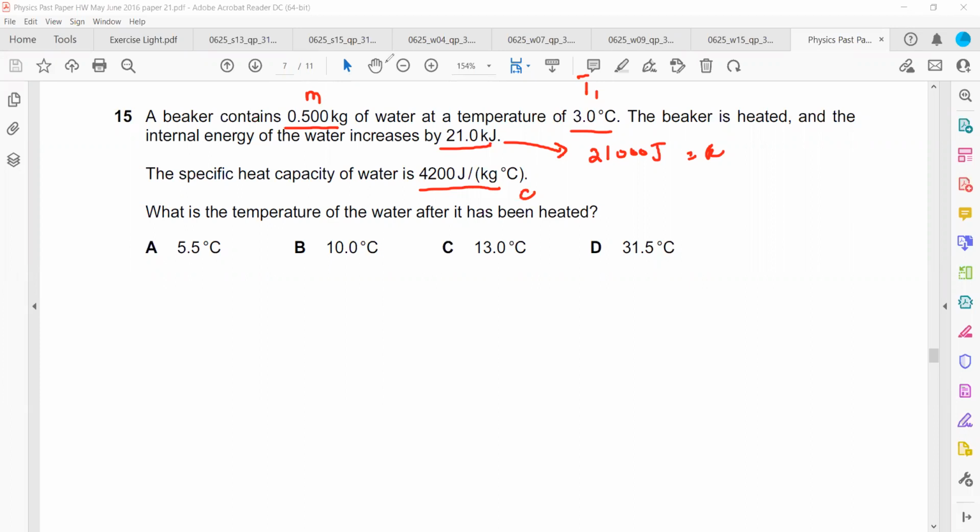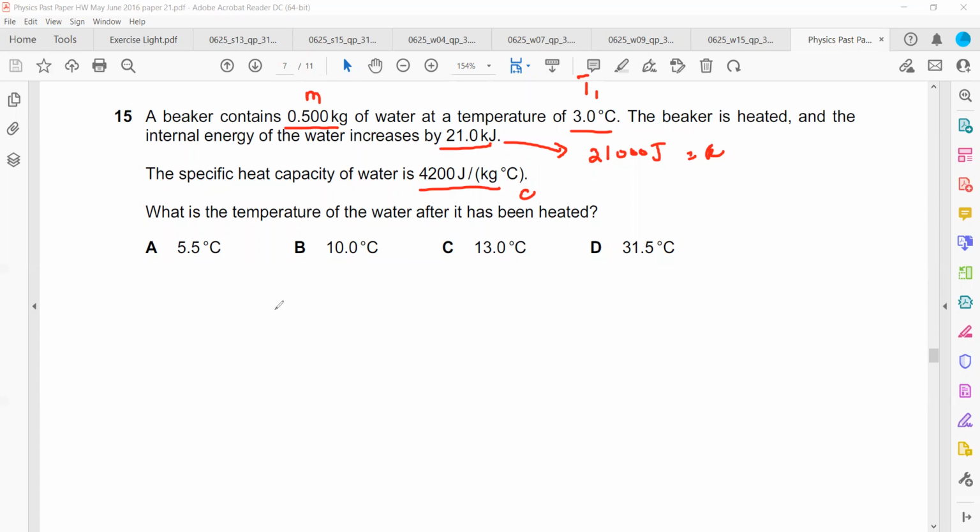So we have a container which is filled with water. The starting temperature of the water is 3. We supply 21,000 joules and the specific heat capacity of water is 4200. The question is, what is the temperature after it has been heated? We need the final temperature. So how can we work out the final temperature?